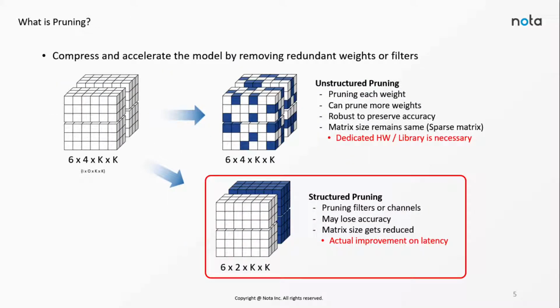Pruning, to be more specific, can be divided into two types: unstructured pruning and structured pruning. Unstructured pruning sets each individual weight to zero, so it can prune more weights without performance deterioration. However, it needs additional devices, hardware, or libraries to accelerate the model. On the other hand, structured pruning removes entire filters or channels. Therefore, it doesn't need additional hardware or libraries to accelerate the model. However, structured pruning removes a lot of filters or channels. It may reduce the performance of the model.